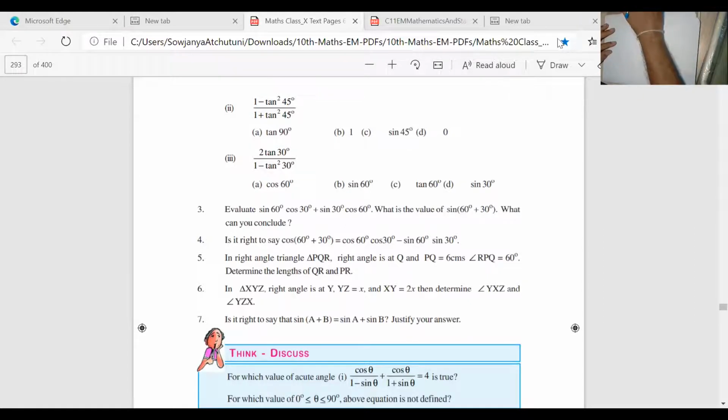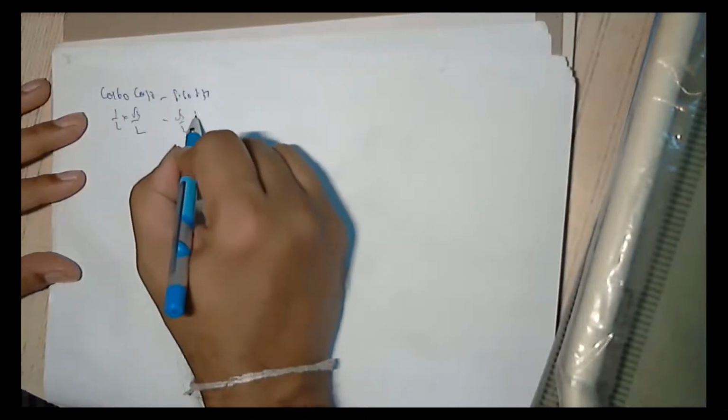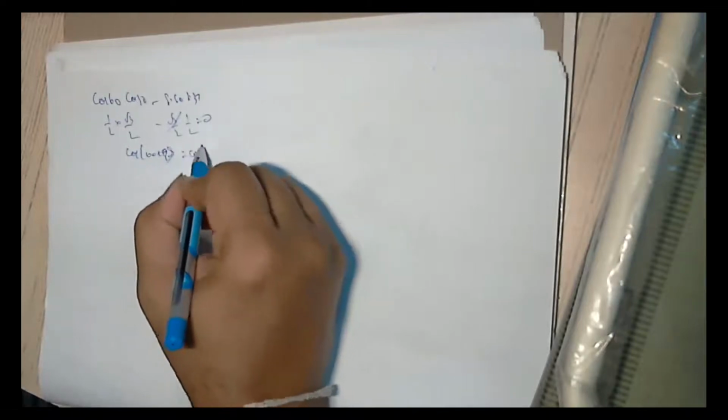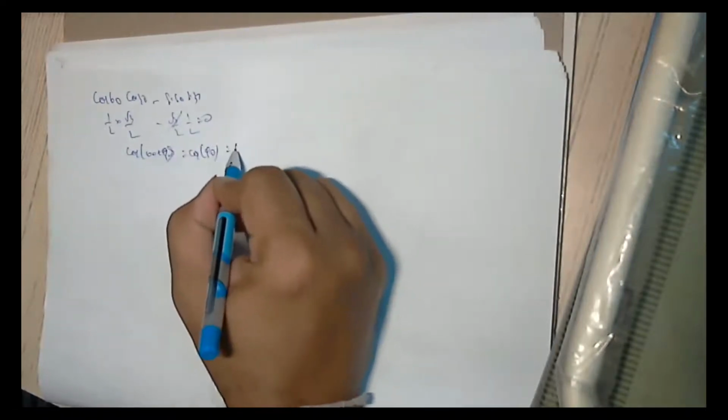Let us see the right hand side. Cos 60 cos 30 minus sin 60 sin 30. Cos 60 is 1 by 2, cos 30 is root 3 by 2, minus sin 60 root 3 by 2, sin 30 1 by 2. They give 0. So the right hand side is 0. The left hand side is cos of 60 plus 30, that is cos 90, that is 0. So yes, it is true.